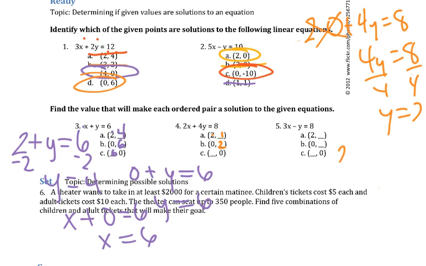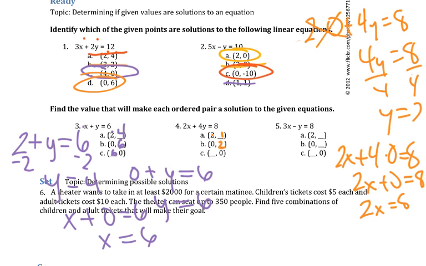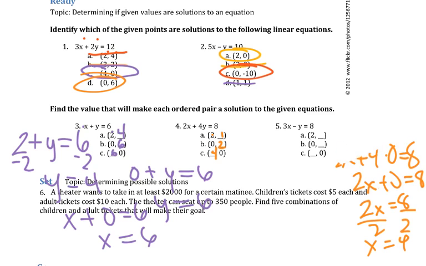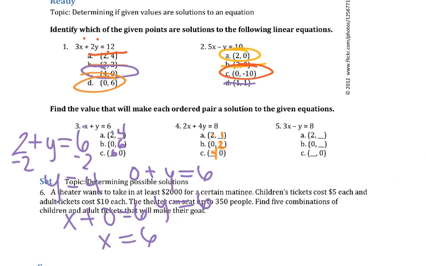And if I did it the other way, it'd be 2x plus 4 times 0 equals 8. So we'd get 2x plus 0 equals 8. So 2x equals 8, divide by 2, x would equal 4. Okay. Then number 5, we do the same thing.